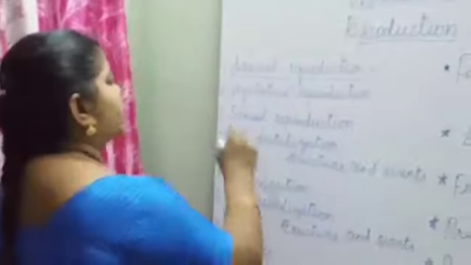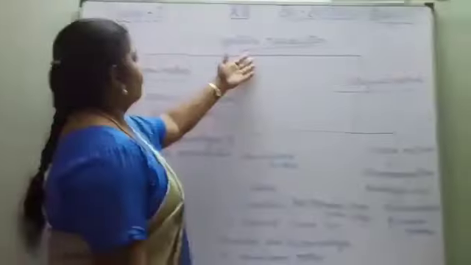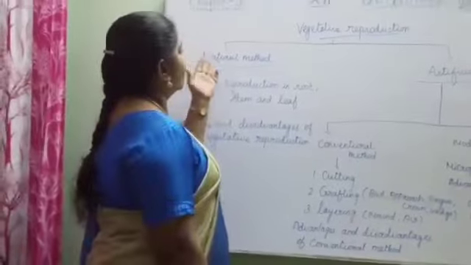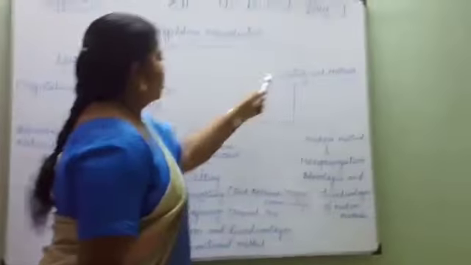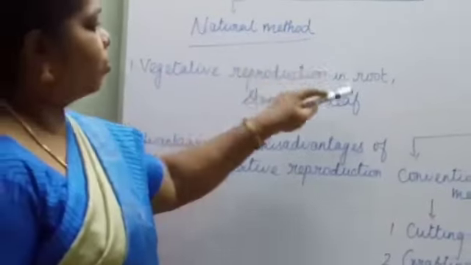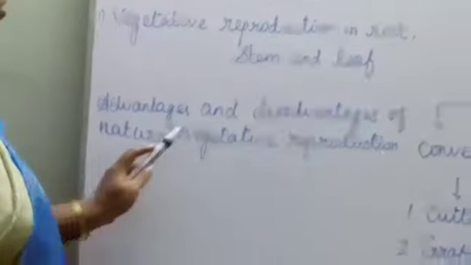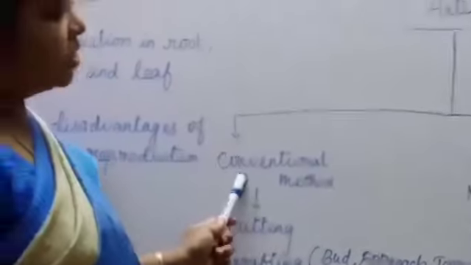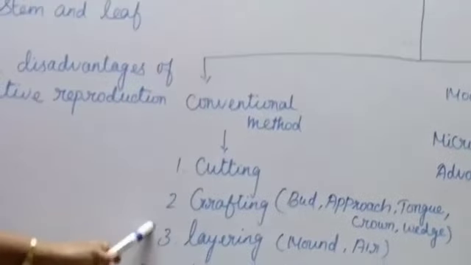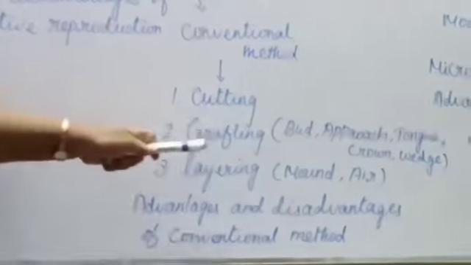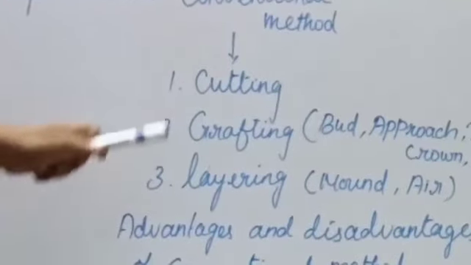Next topic, vegetative reproduction. It is divided into two groups: one is the natural method, then the artificial method. Under the natural method, vegetative reproduction in root, stem and leaf, and the advantages and disadvantages of natural vegetative reproduction. The next topic is the artificial method. There are two types of artificial method, conventional method and modern method. The conventional method is again divided into three groups: cutting, grafting, layering.